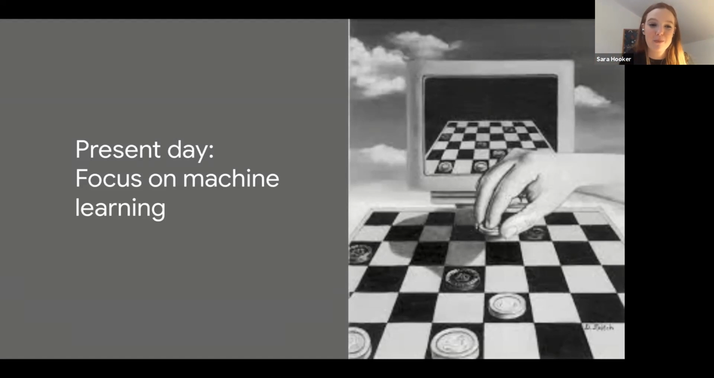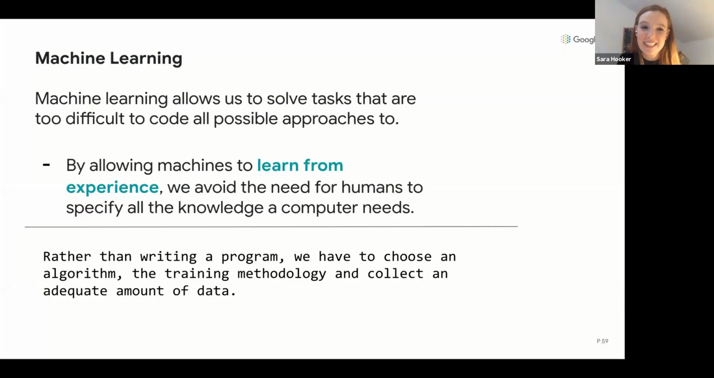Okay, let's press on. Present day, focus on machine learning. So this really goes back to the question that was asked. So what is machine learning algorithms? How is this differentiated from these hard-coded rules and heuristics? So we allow machines to learn from experience. So we avoid the need for humans to specify all the knowledge.